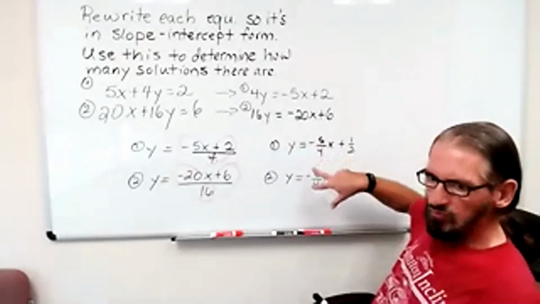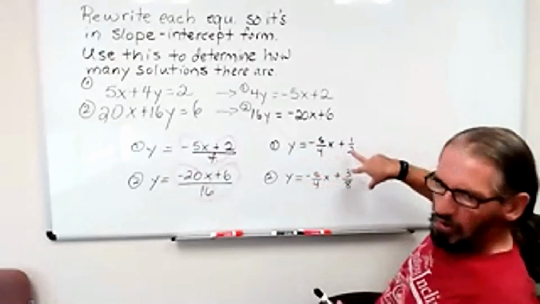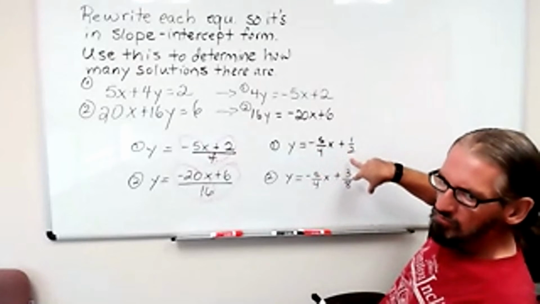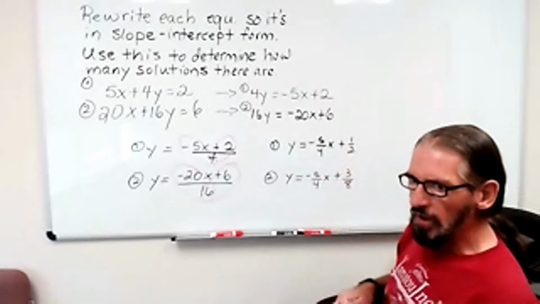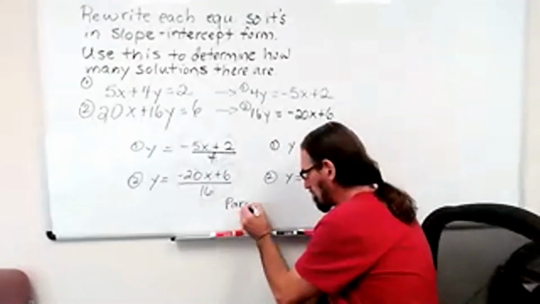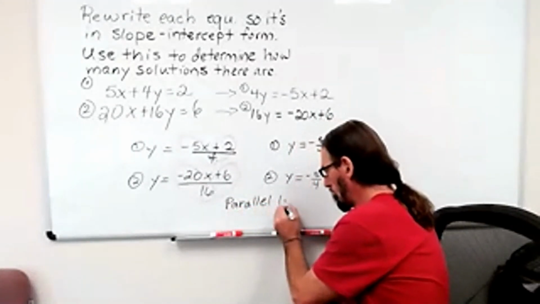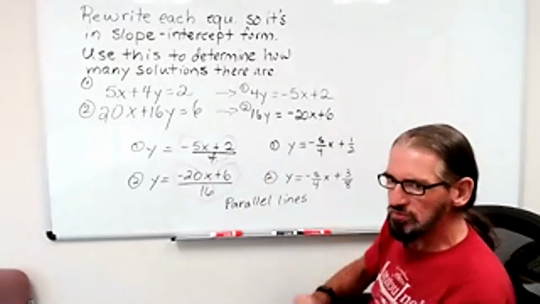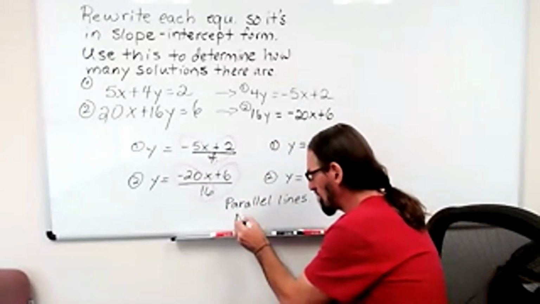We've got the same slope, but different y-intercepts. These are the y-coordinates of the y-intercepts. So we are looking at parallel lines. In the wording of the question, that means that there are no solutions.